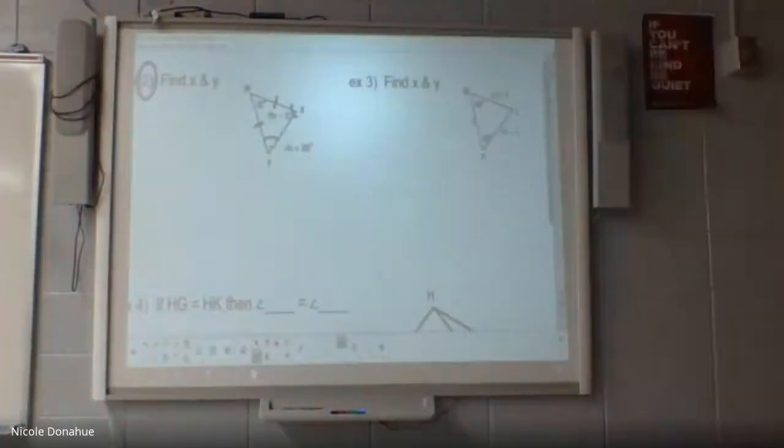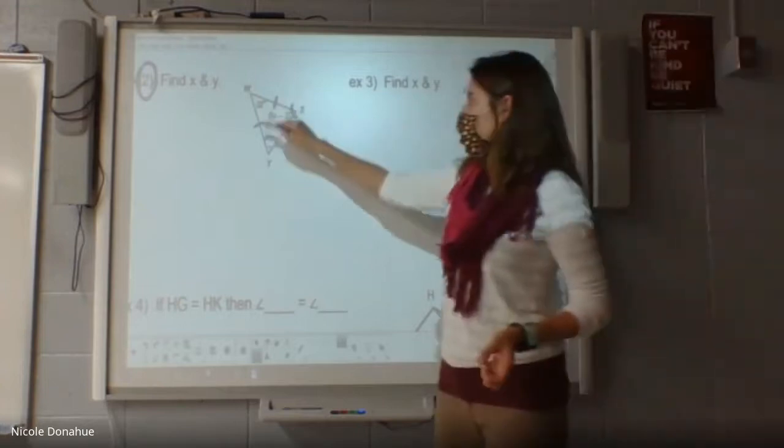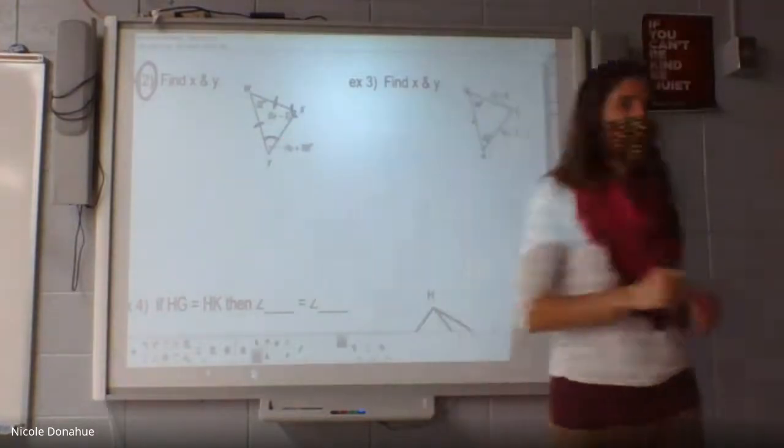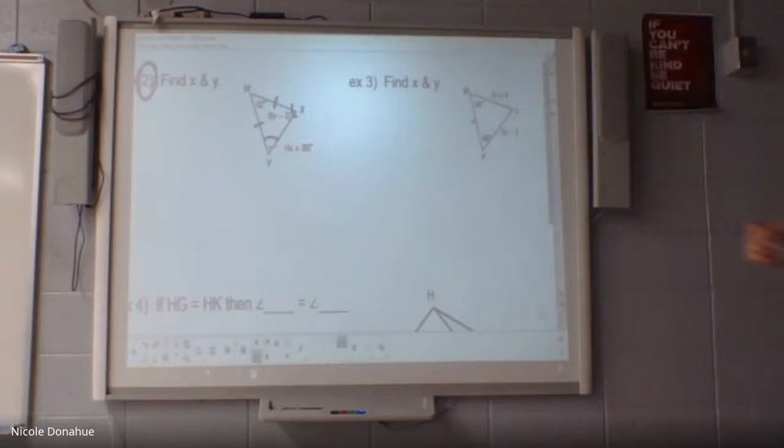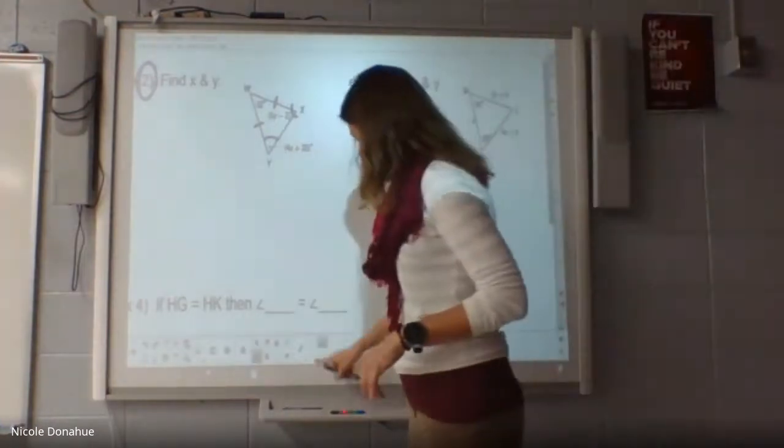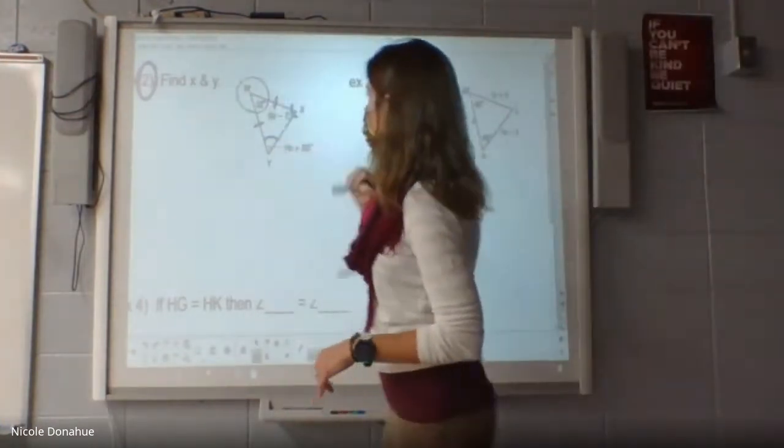I have to think back a chapter here. What do I know about the angles of the triangle? They equal 180. So I know these three together add up to 180. Okay? So this one's 52 up on the top. So I have 52.